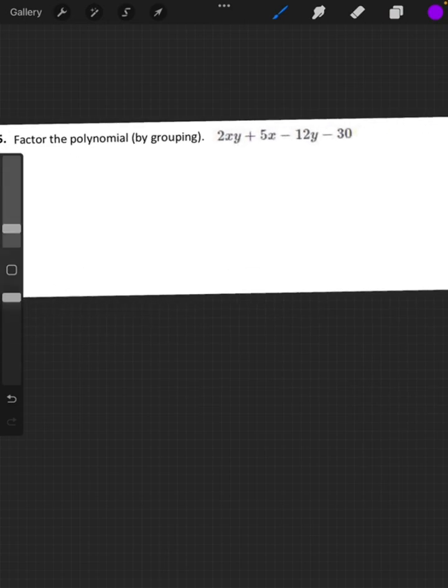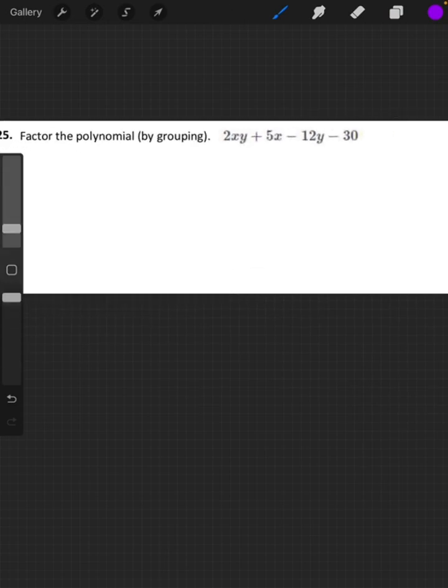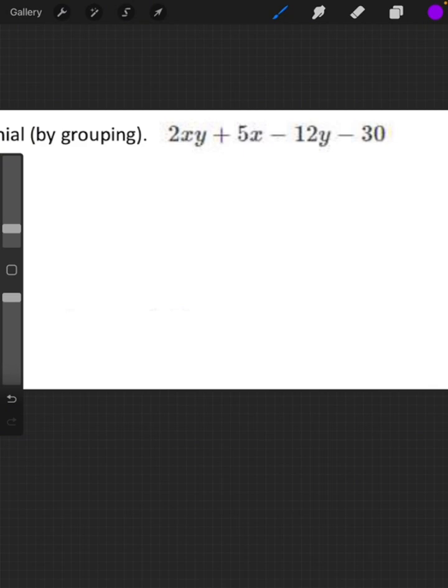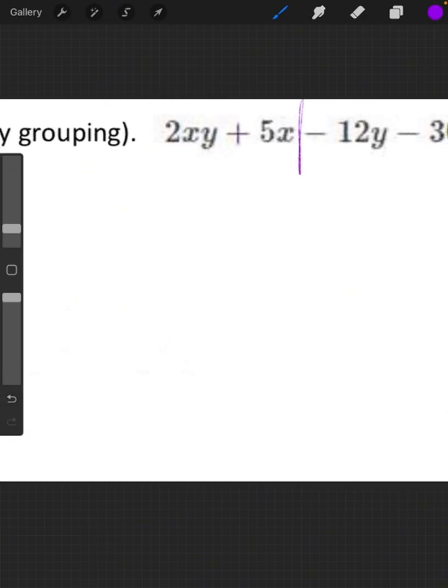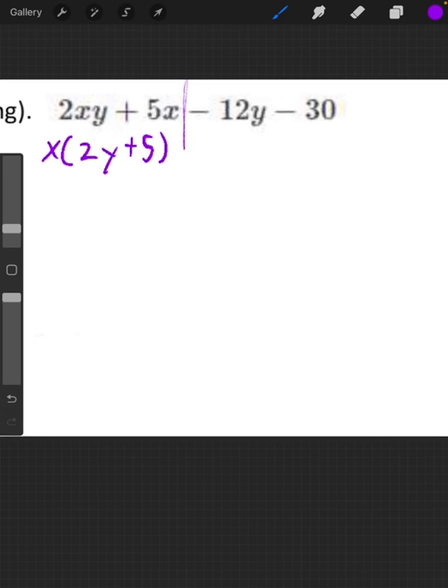Okay, factor the polynomial by grouping. So grouping, you just separate parts of the problem into one thing. I'm just going to split it down the middle. Now we take out the greatest common factor of this side, which is x. If we take out x, that gets us 2y plus 5. And then for this one, we can take out 3, but that wouldn't quite be it.